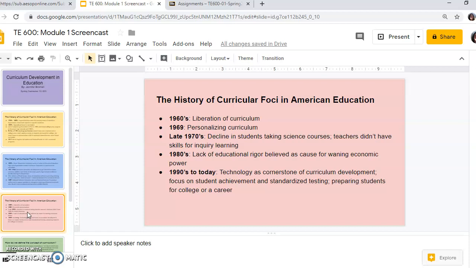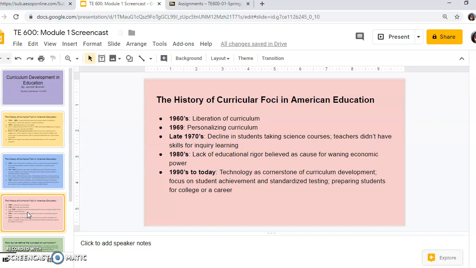In the 60s, there was more of a liberation or freedom of curriculum. And then in 1969, they wanted to get into a more personalized way of making curriculum for the students, more personalized and individualized. Then in the late 1970s, there was a decline in students taking science courses. The teachers felt they didn't have the skills for inquiry learning that the science required. In the 1980s, there was a lack of educational rigor, which was believed as a cause for a waning economic power during that time.